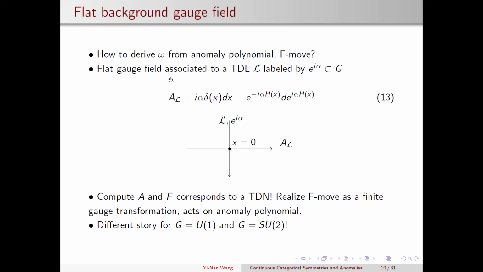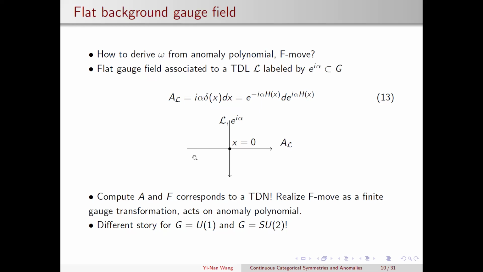And then what you can do is very clear. We first introduce a flat gauge field associated to a TDL L_alpha, labeled by a group element, which is just a G group element. And picture it as follows. You have a TDL in the vertical direction, and if you move a charge operator from left to the right, no matter how you move it, it has to be acted on by the same group element, e to the i alpha.